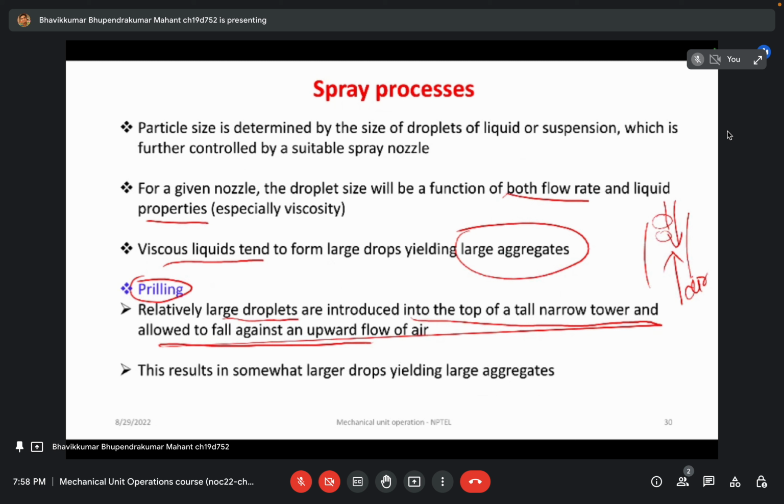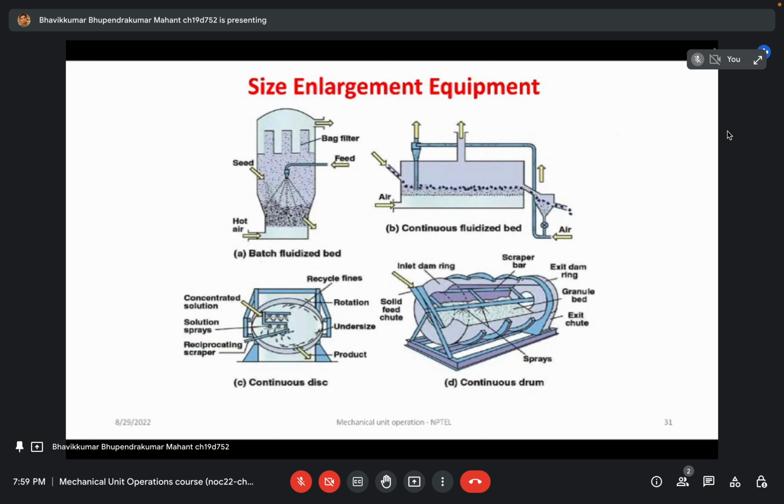So we already discussed that if we go for larger drops or viscous liquid, then we get large aggregates. It's the same thing: if we use larger droplets in prilling, then we will get larger aggregates. So this is the overall picture of some schematic diagrams of a batch fluidized bed and a continuous fluidized bed. Different kinds of fluidized beds can also be used as size enlargement equipment. It's not that only simpler kinds of equipment are used.